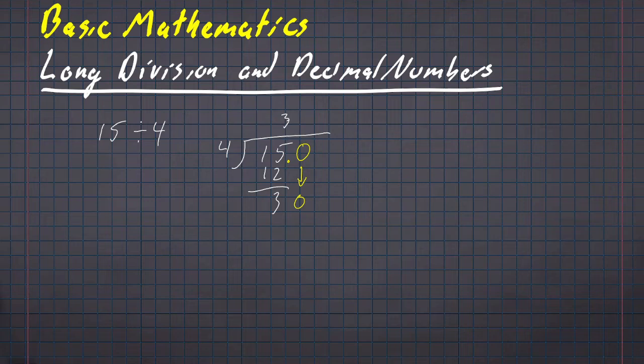And now we can continue our story. 4 fits into 30. Well, that's going to fit 7 times. 7 times 4 is 28, and you subtract that off and you get 2. We can introduce another 0 and drop it down and repeat one more time. 4 goes into 20 5 times. 5 times 4 is 20. Subtract that off and you get 0.